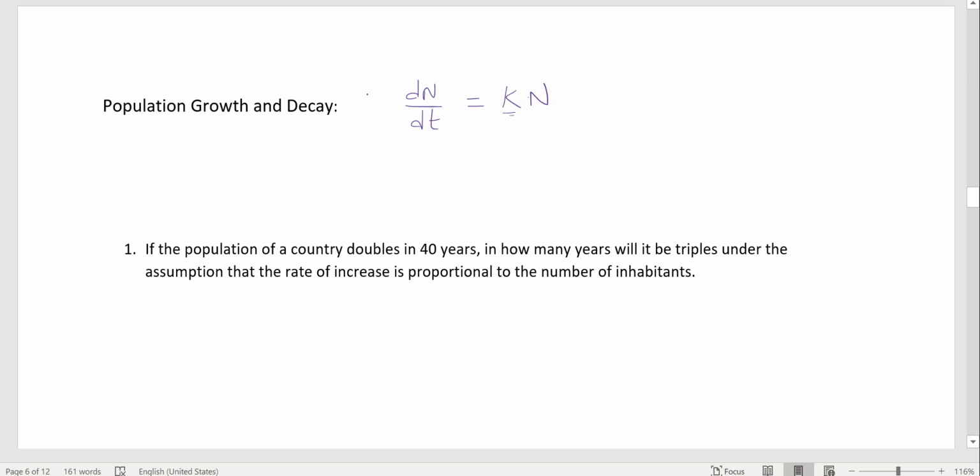This is for growth, and similarly for decay, the formula will be the same, but with minus kn, because decay means negative growth, so you will have minus here. That is a major difference. Later we will solve this differential equation, and we use the given data from the question, and we will find the requirement as per the question. So here, this is the first question. Let us solve this first question.